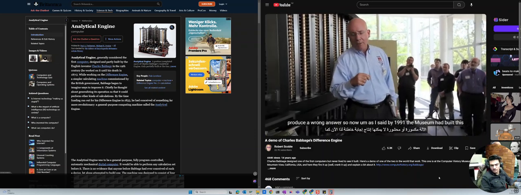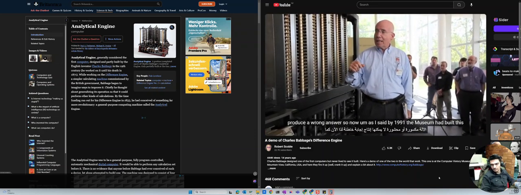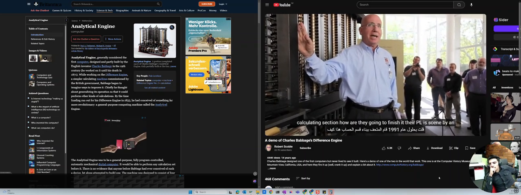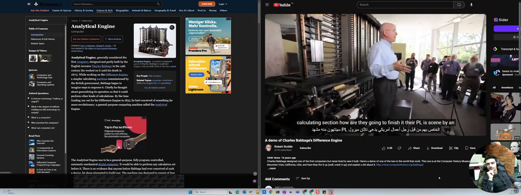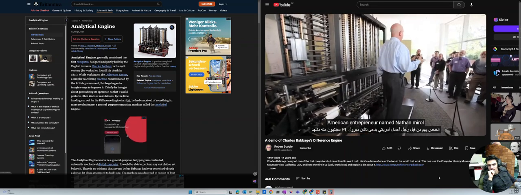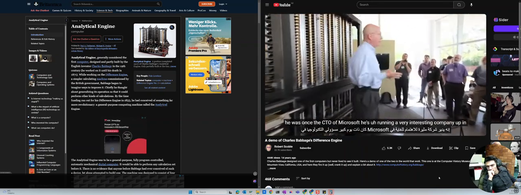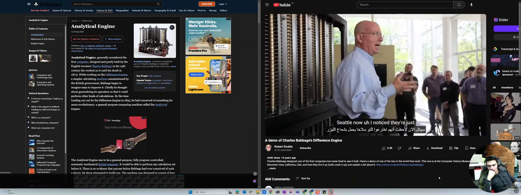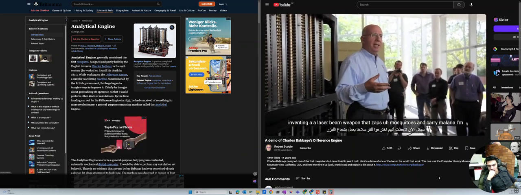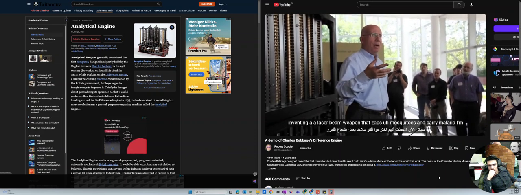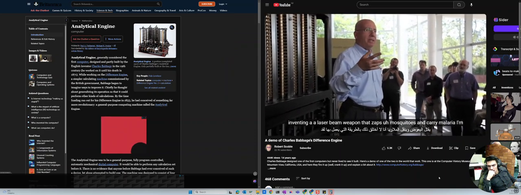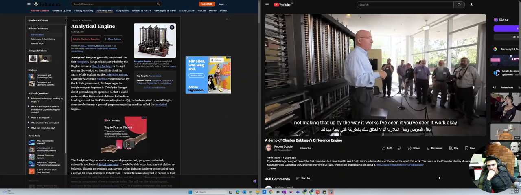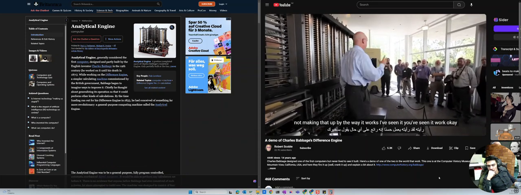So, now, as I said, by 1991, the museum had built this calculating section. How are they going to finish it? Their plight is seen by an American entrepreneur named Nathan Myhrvold. He was once the CTO of Microsoft. He's running a very interesting company up in Seattle now. I noticed they're just inventing a laser beam weapon that zaps mosquitoes that carry malaria. I'm not making that up, by the way. It works. I've seen it. You've seen it work? Okay, great.